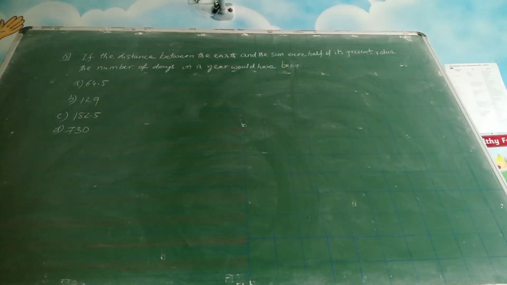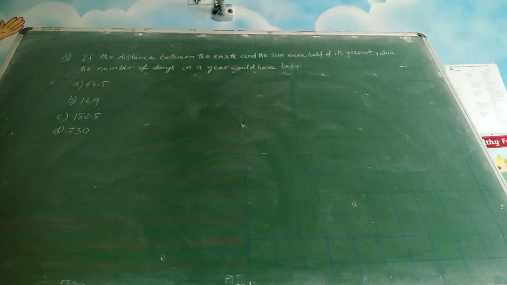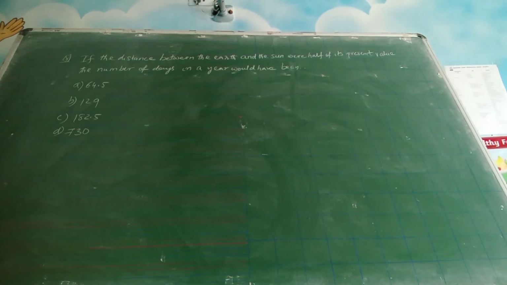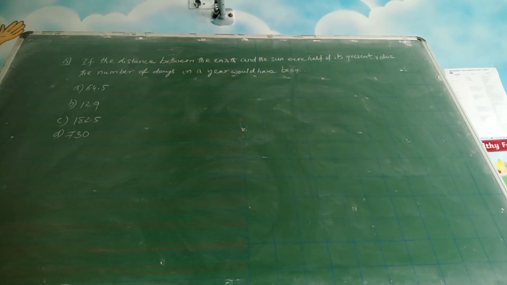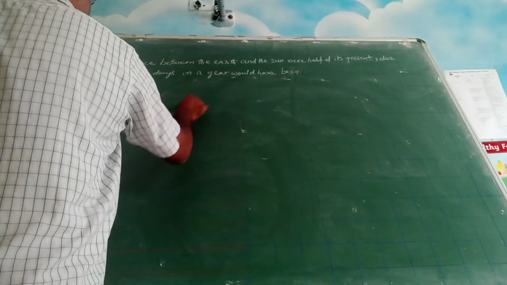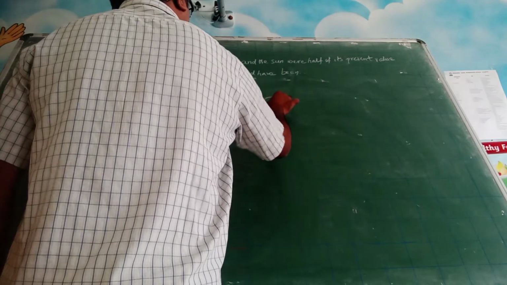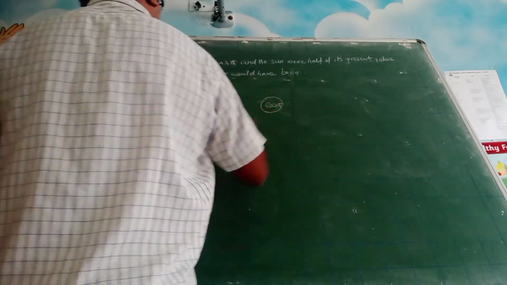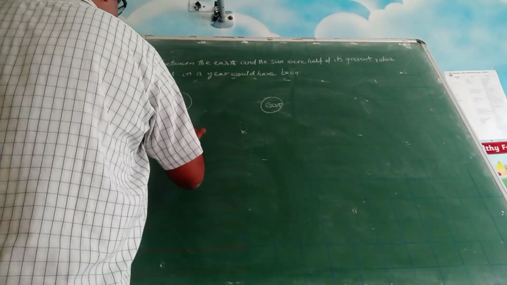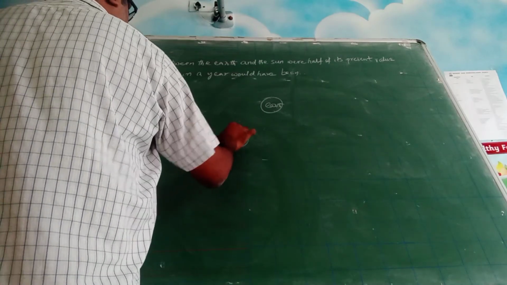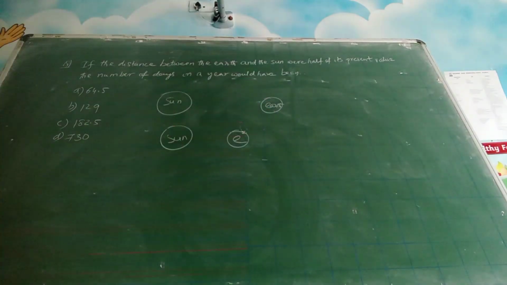Look at this question. If the distance between the earth and the sun were half of its present value, the number of days in a year would have been. The earth and the sun. Let us say this is our sun and this is our earth. So let us say by some miracle this distance got reduced to half. Then what will happen to the number of days in a year?